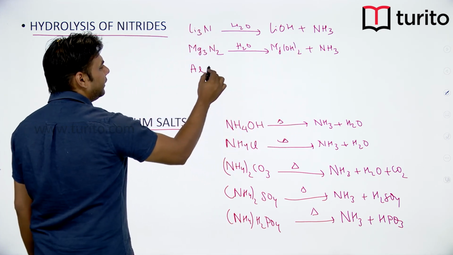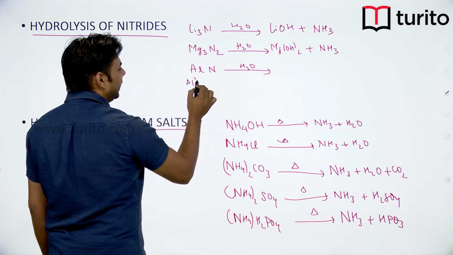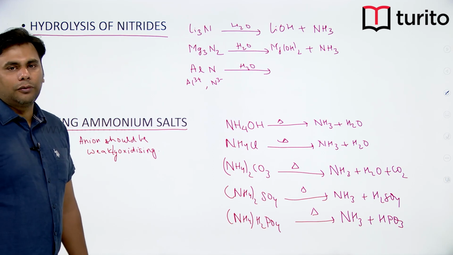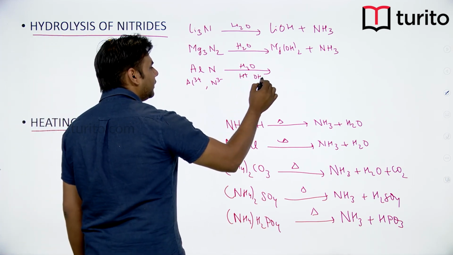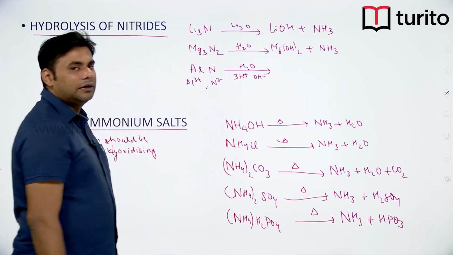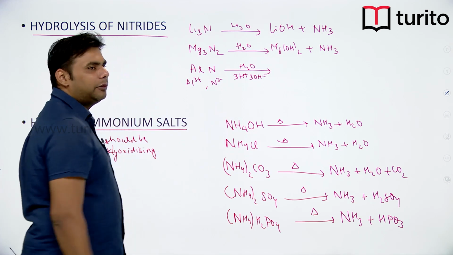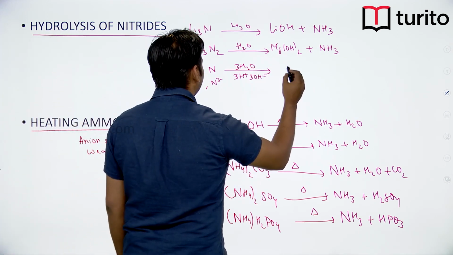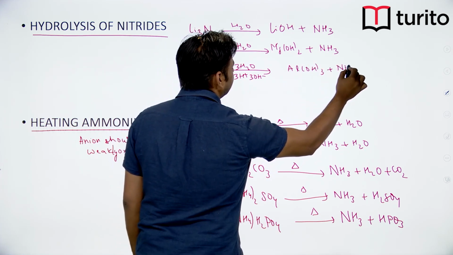Similarly with AlN, if you hydrolyze it, AlN is basically Al3 plus and N3 negative, so water will break into H plus and OH negative. We need 3H plus to combine with N3 negative, and 3OH negative will combine with Al3 plus because we have to balance the charges. So we have to take 3 water, and we will get aluminum hydroxide plus ammonia.